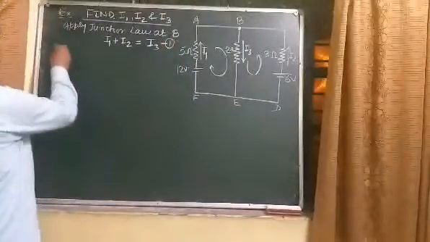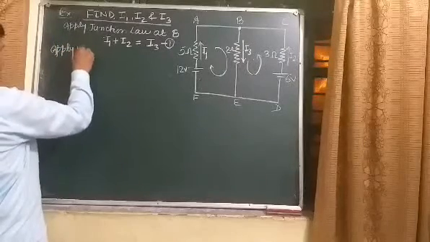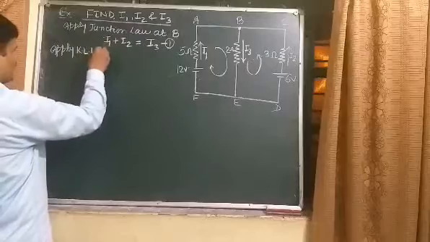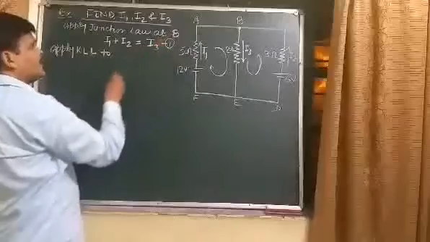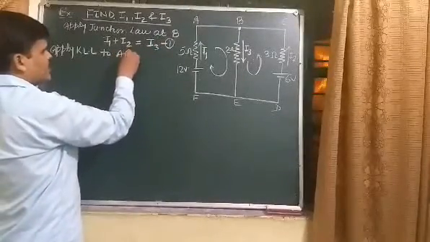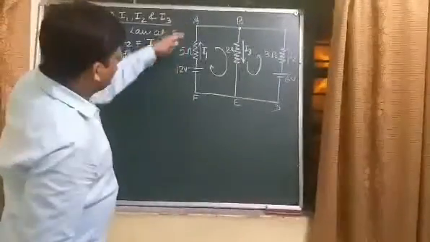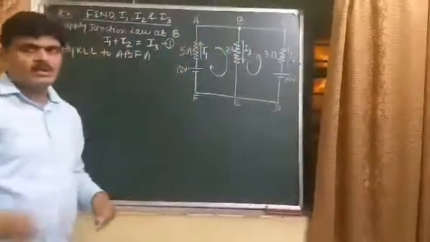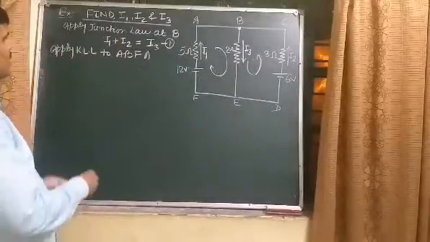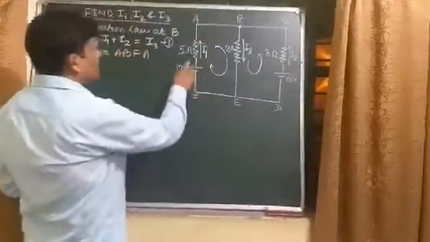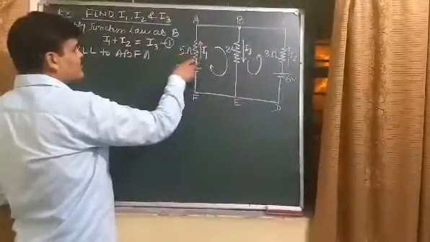Now apply Kirchhoff loop law, KLL, to the closed loop A, B, E, F, A. You can choose the path A, F, E, B, A, but the equation comes out to be the same. And here, for the current, we choose the path in the same direction as the current flowing through the 5 ohm resistor.